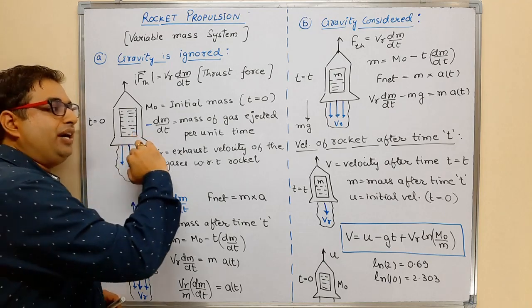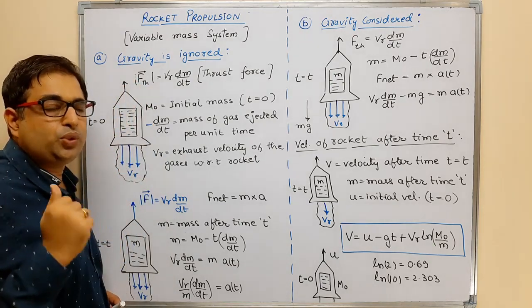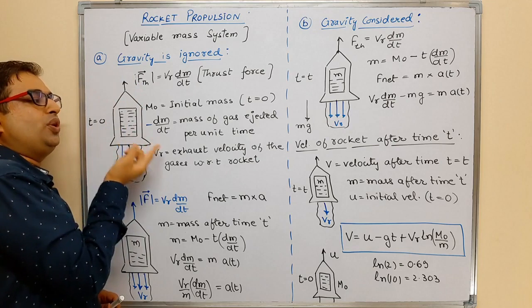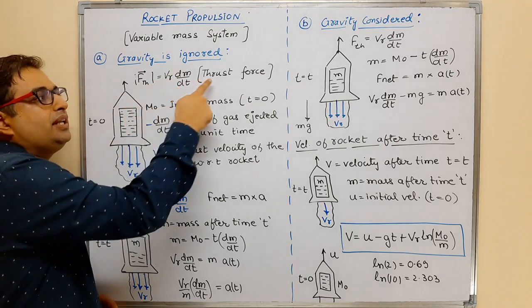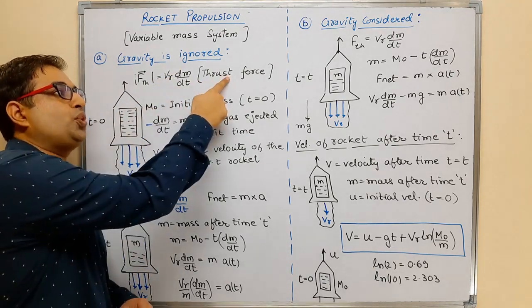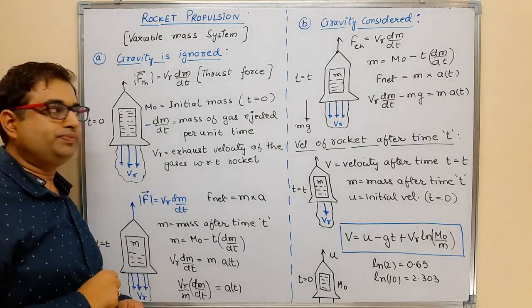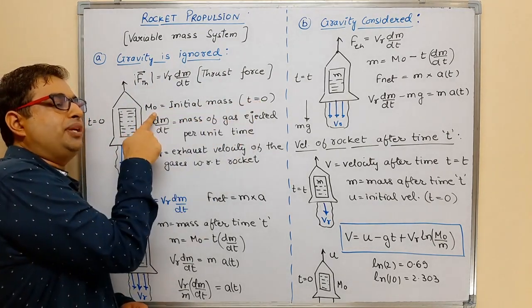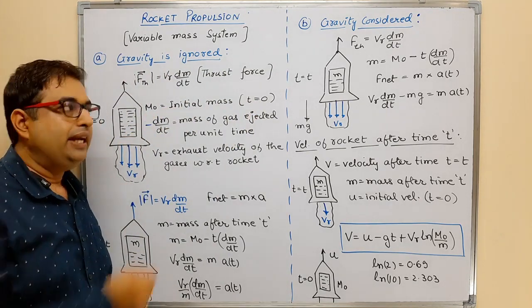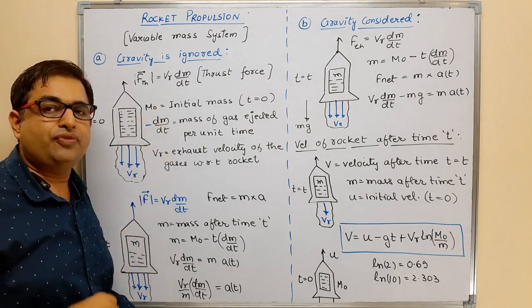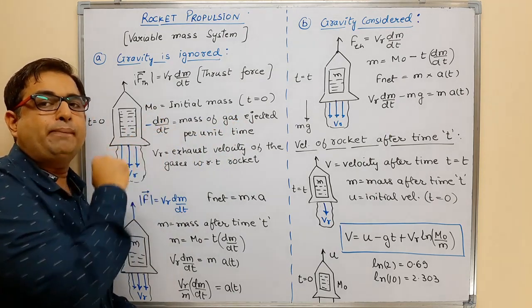So gases will give a reaction in the opposite direction, and magnitude wise reaction is equal to action. So the force acting on the rocket by the gases is also Vr dm by dt. That is also known as thrust force acting on the rocket. This is at t equal to 0, where the initial mass of the rocket is m0, that includes the mass of fuel also. And this mass is continuously decreasing with time because fuel is burning out at constant rate dm by dt.